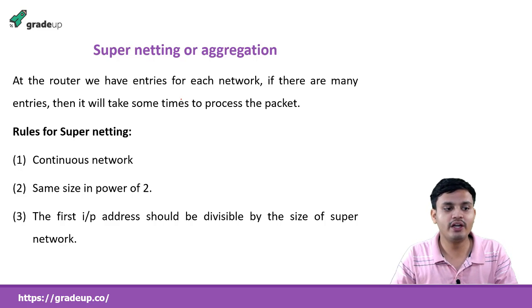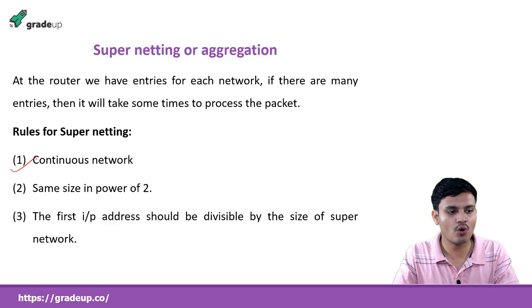Sometimes we do it. Why do we do it? Because at a router there will be a lot of entries, we have a lot of small networks, and to process a packet it takes a lot of time. So instead of doing that, we club them and make a big network. Okay. So what are the rules for supernetting?